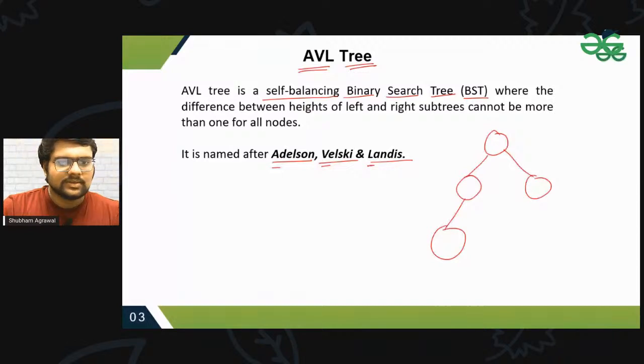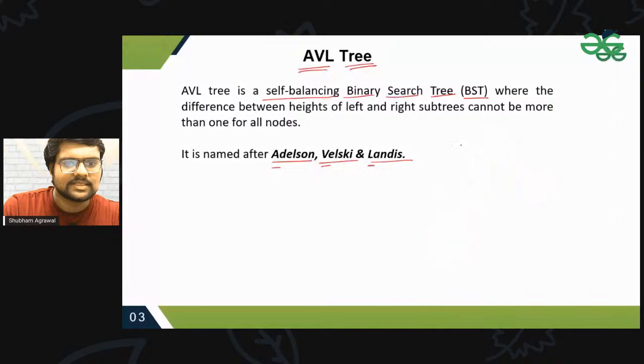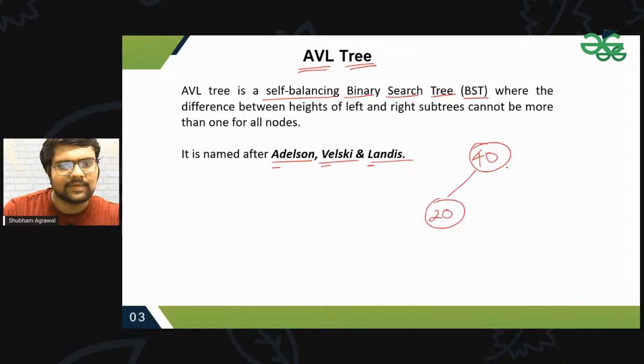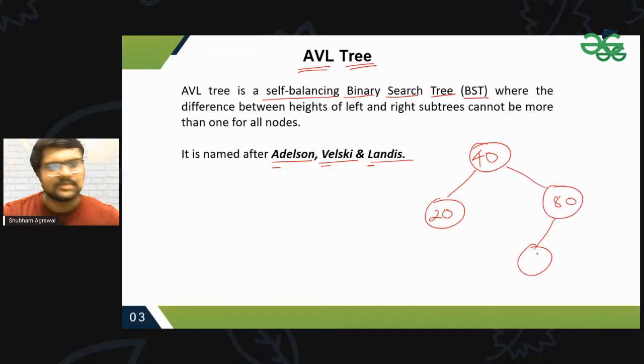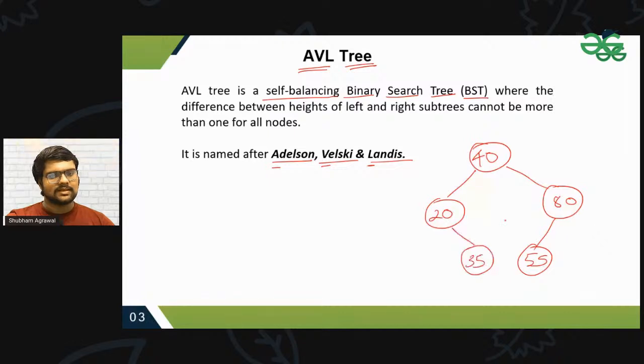Let's see AVL tree with an example. Let's suppose that we have some values in our tree: 80, 55, and here it is 35. So this is the BST. How can we check whether it is balanced or not, means how can we say that it is an AVL tree? For that we will check the balance factor.